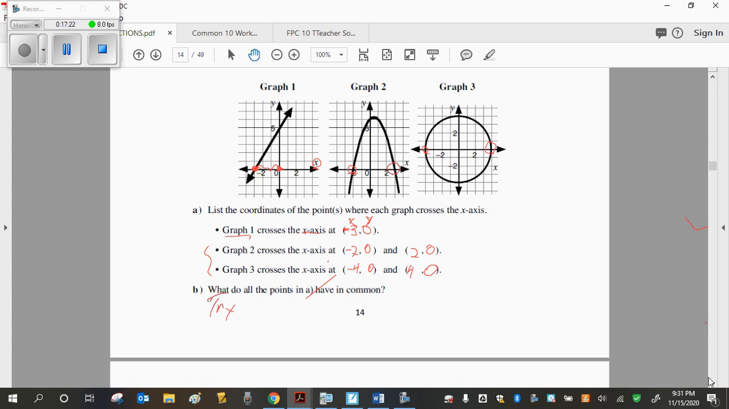And what do all the points have in common? Good job, somebody who said the y-coordinate equals 0. You can see that, okay? Sometimes your brain will tell you falsely that for the y-intercept y equals 0. That's not true. We're talking about x-intercepts right now. For x-intercepts, y equals 0. That's how we're going to solve them.